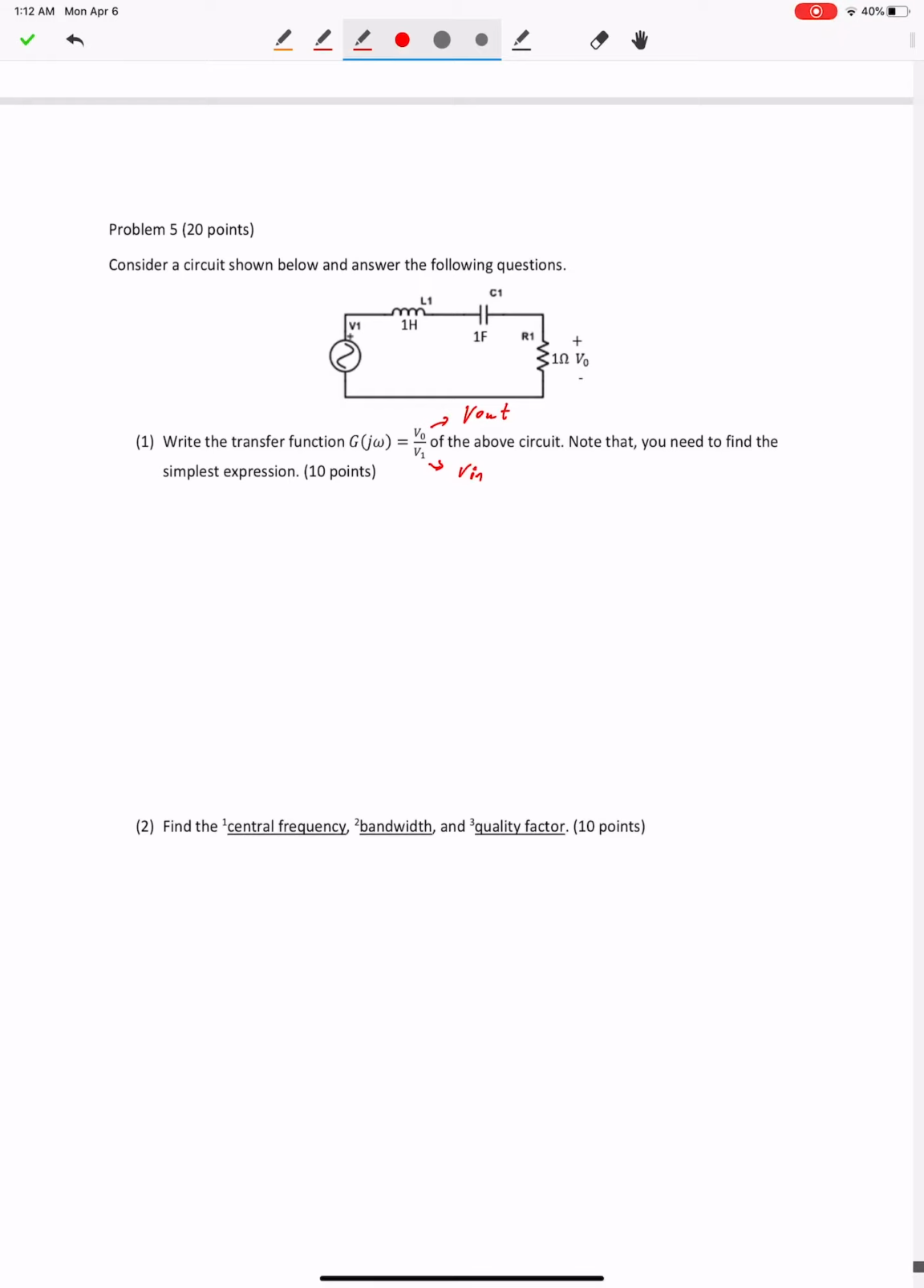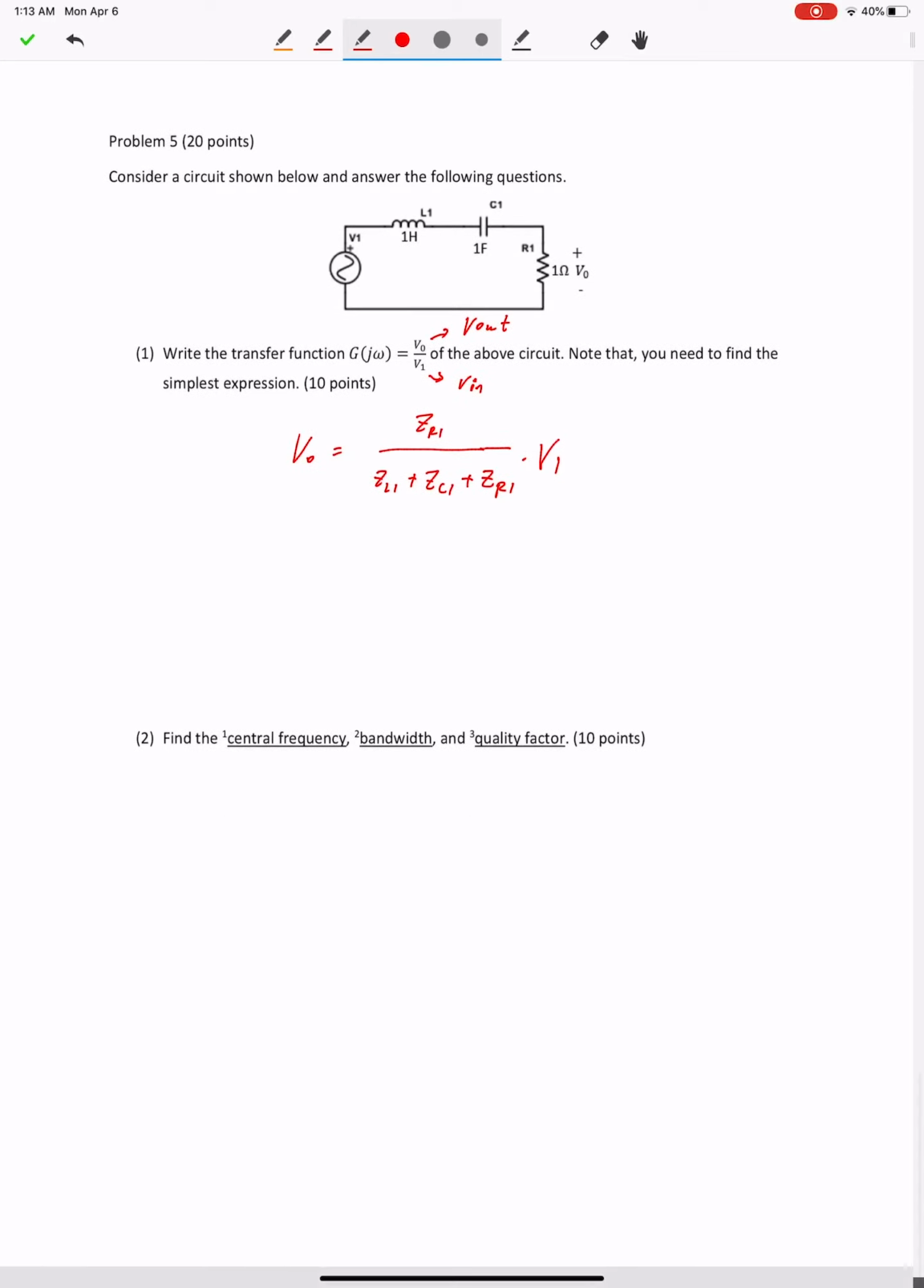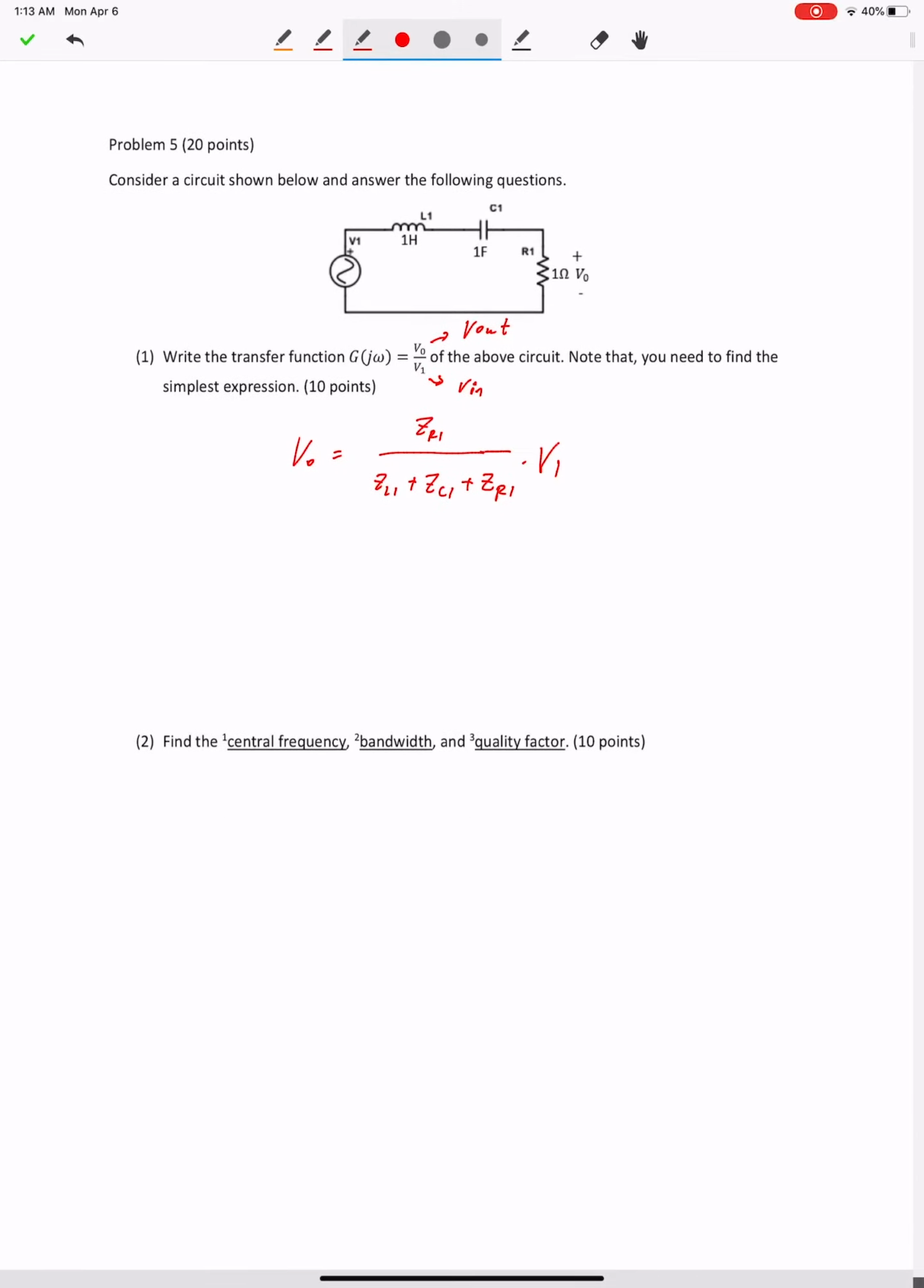the total voltage, right? So you can write V naught equals ZR1 divided by ZL1 plus ZC1 plus ZR1, times V1. That is the voltage division law. And after you plug in the expressions of ZR1, ZL1, ZC1, that is R1 divided by J omega L1 plus 1 over J omega C1 plus R1, times V1, right?